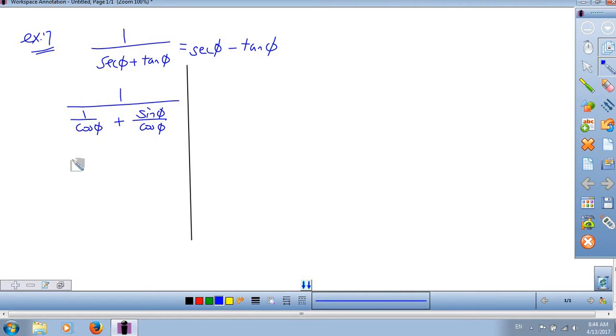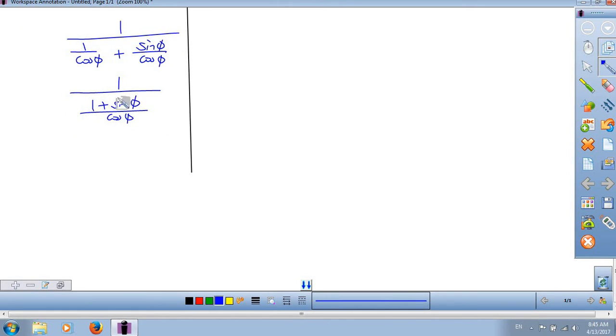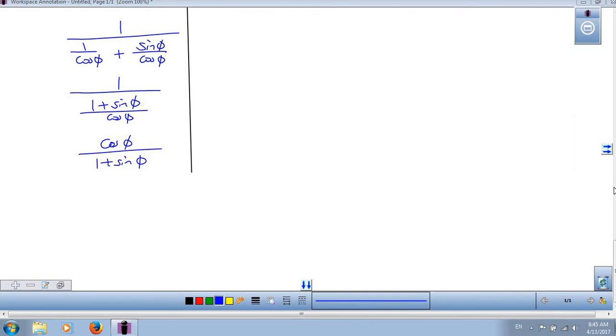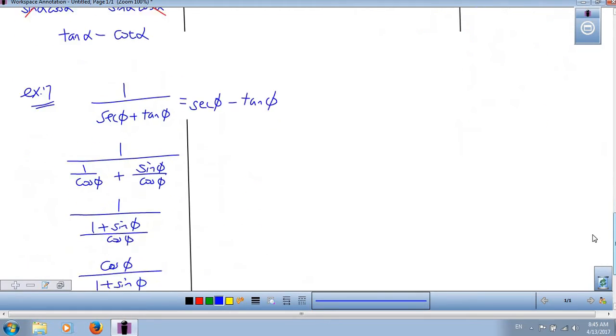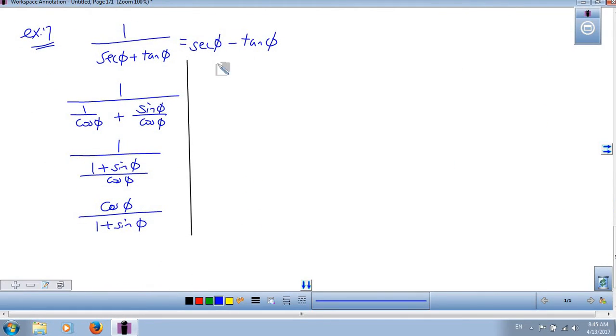If we combine them, let's see what happens. So it's 1 over 1 plus sine phi over cosine phi. This is a fraction within a fraction, a complex fraction. And when you have a complex fraction, 1 over this is the reciprocal of that. So this simply becomes cosine phi over 1 plus sine phi. But that is not what we want, right? We want to get to secant minus tangent.